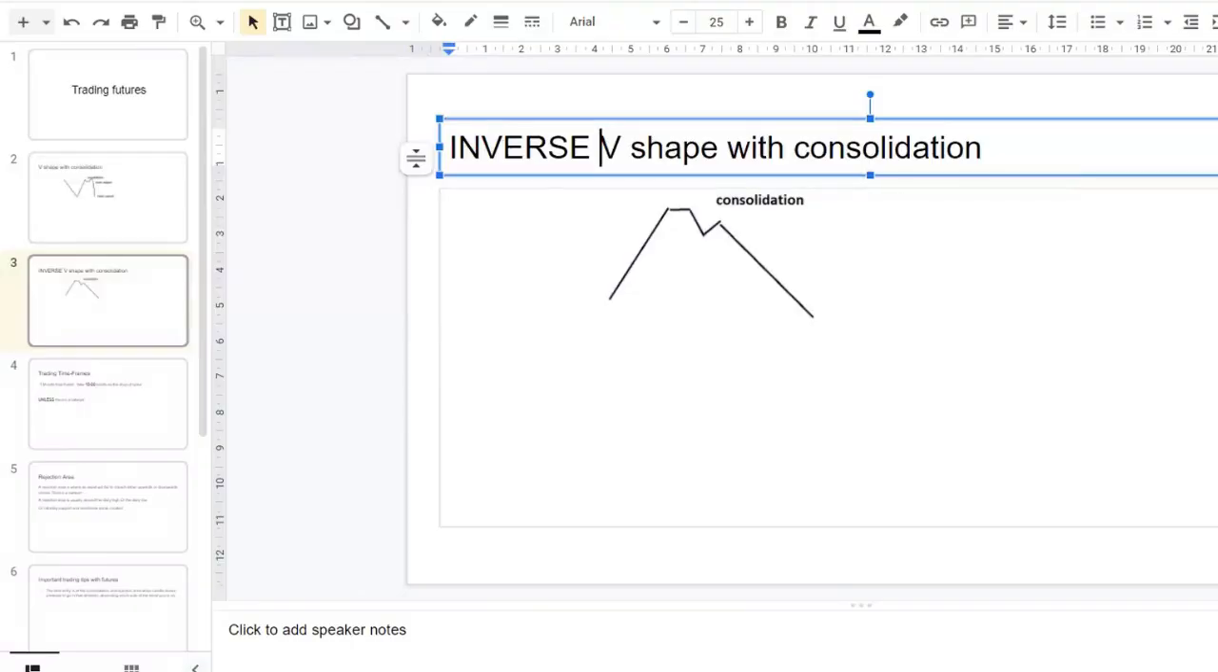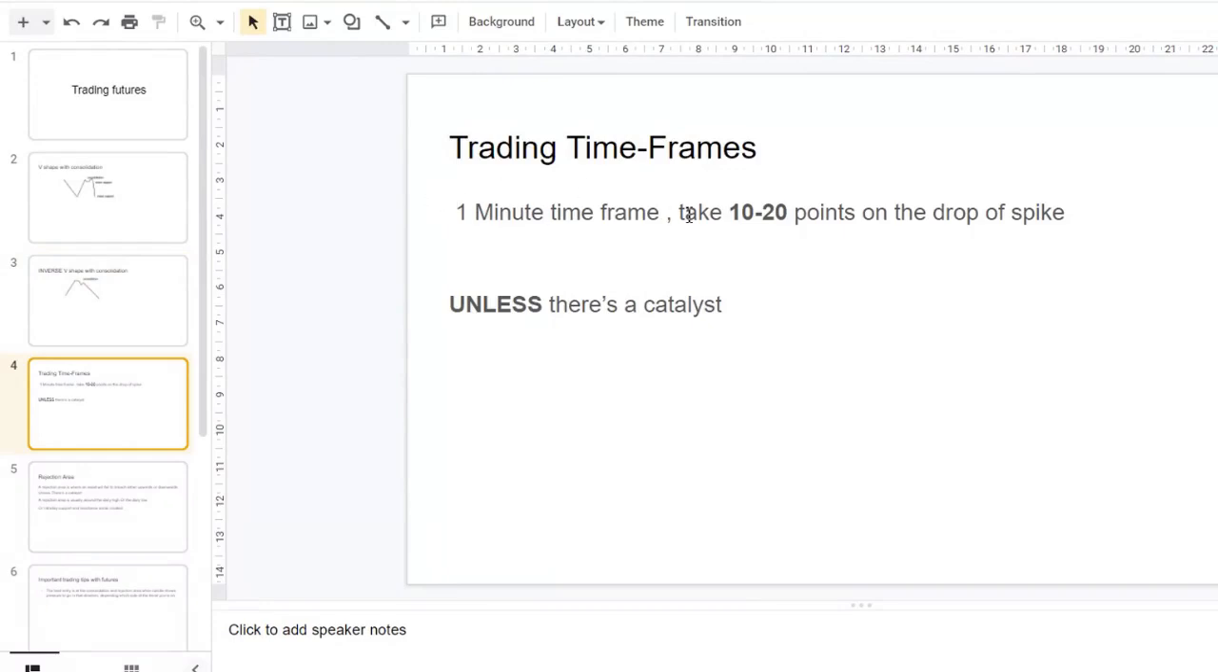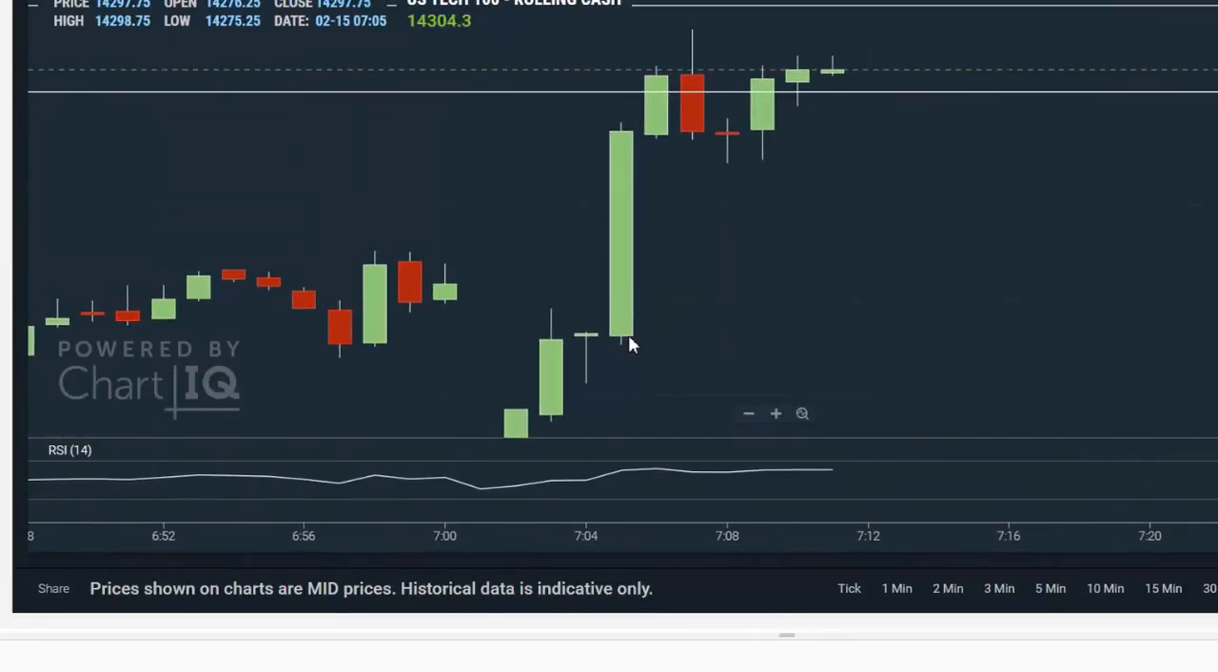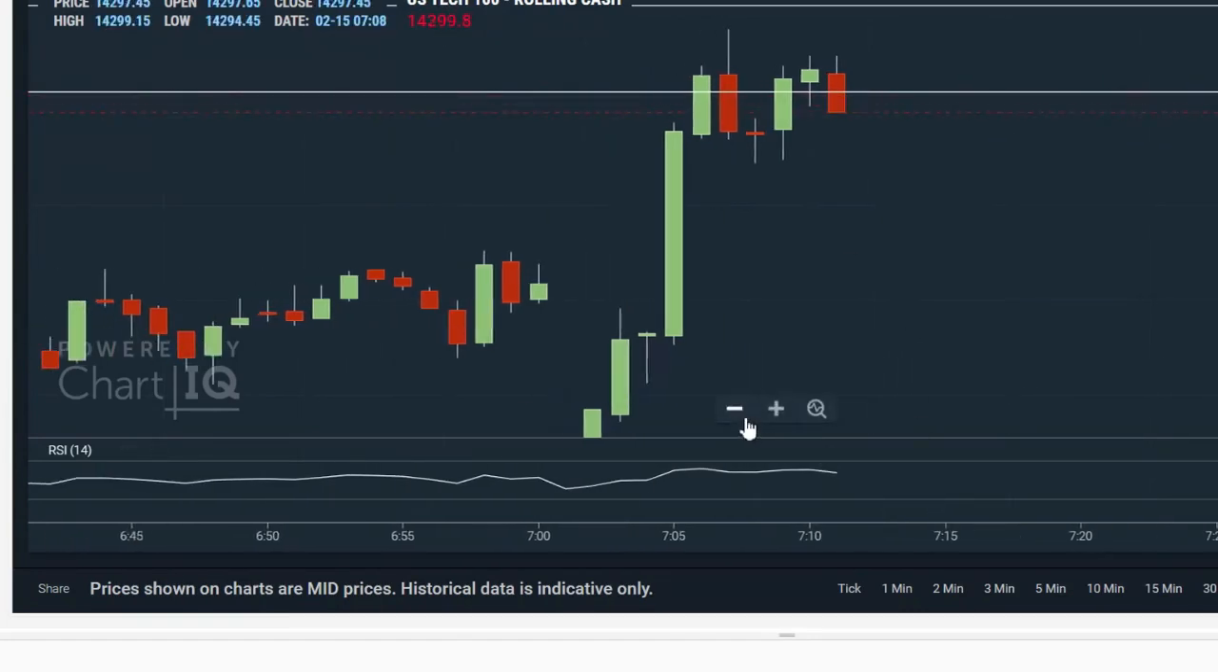So let's go to another lesson. 1 minute time frame. I mean, it's important, guys. You take 10 to 20 points from a drop or a spike. So this here is a spike. It gave us 20 points. You missed the first big one. Let's say you missed the resistance line, and it gave you 10 to 15 points. Right? At consolidation, you walk away.